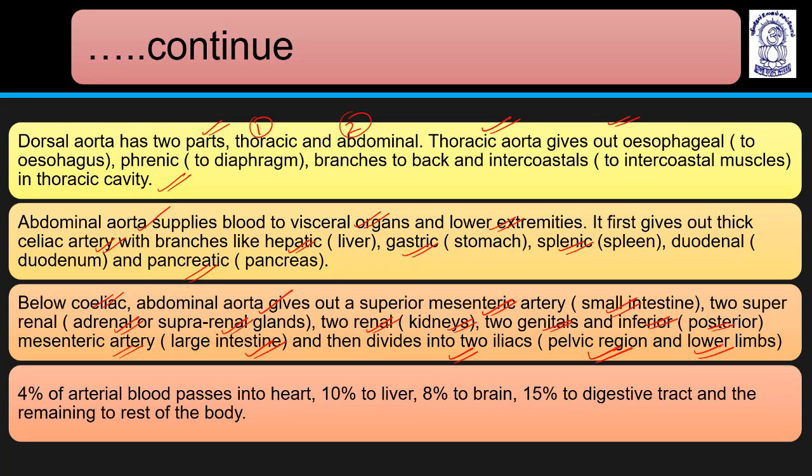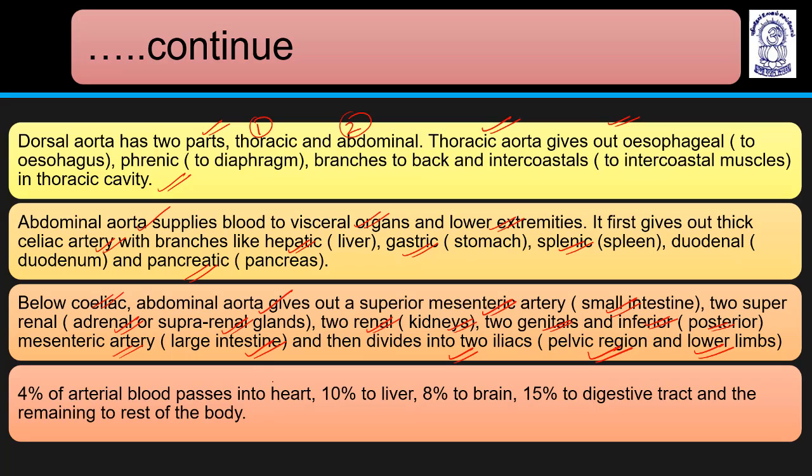So the abdominal aorta gives out superior mesenteric artery, which supplies to small intestine. Then it further forms two suprarenal to supply adrenal glands, two renal to kidneys, two genitals, and one inferior or posterior mesenteric artery which supplies to large intestine, and then it divides into two iliac arteries which supply to pelvic region and lower limbs.